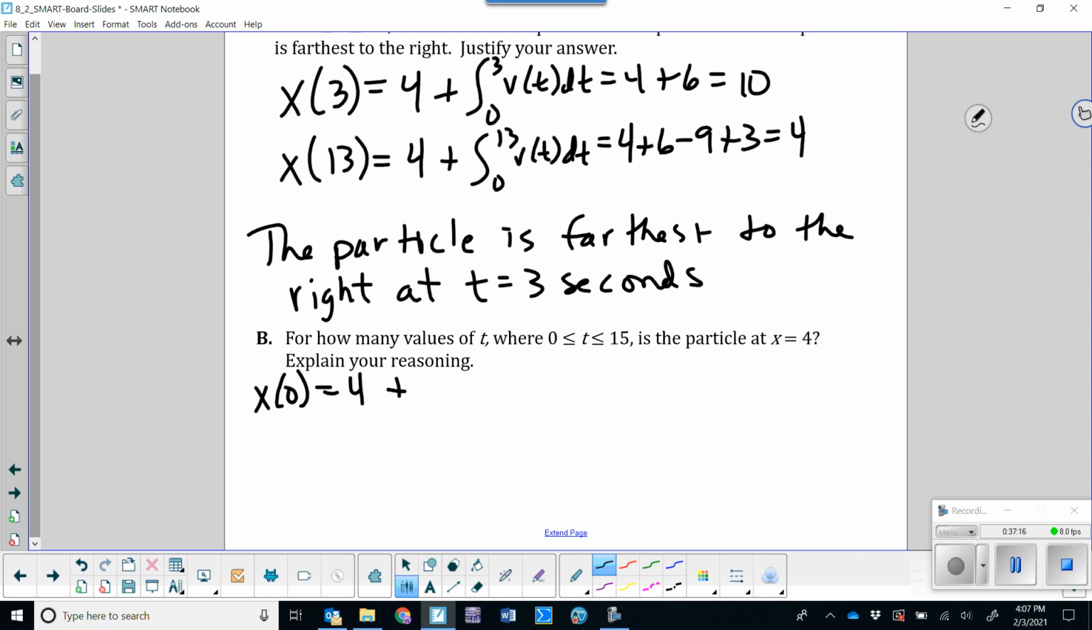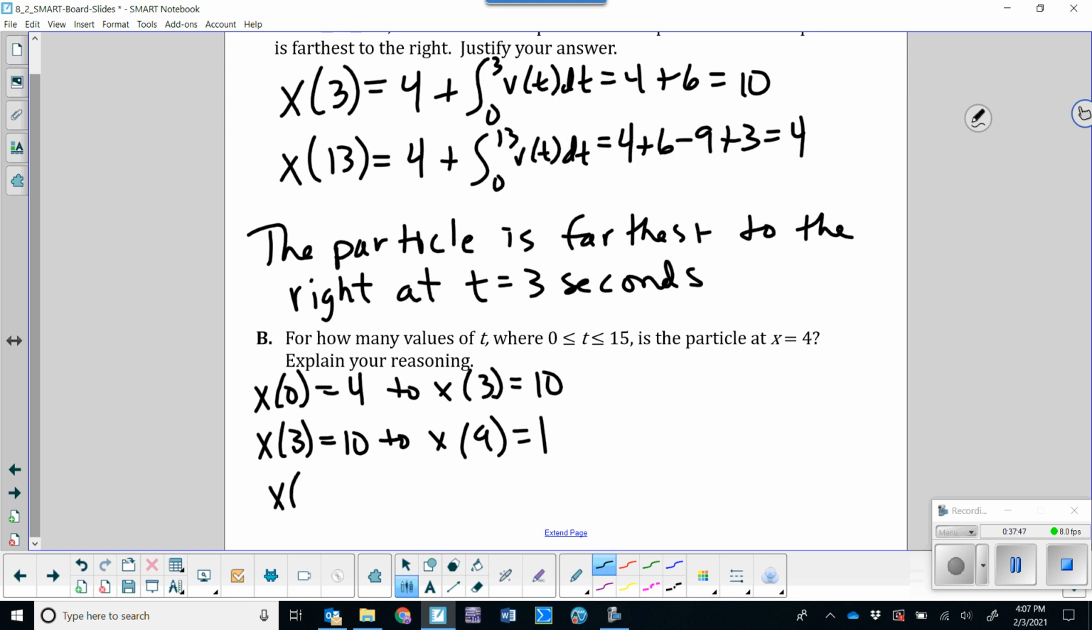And then if we go to x of 3 seconds, we get 10. So we know that has to be one place that it equals 4, because it was 4 at the beginning. And if we go from x of 3, which is 10, to x of 9, which was 1, we have to have another time we went through 4, because it goes 10 to 1.